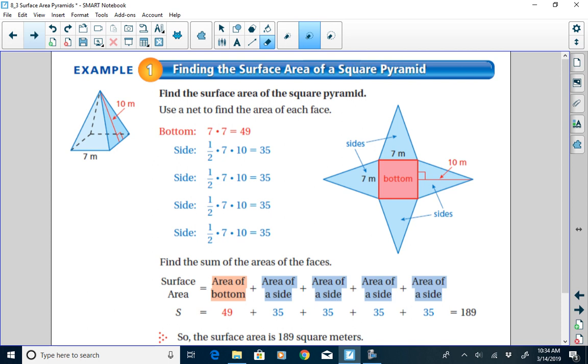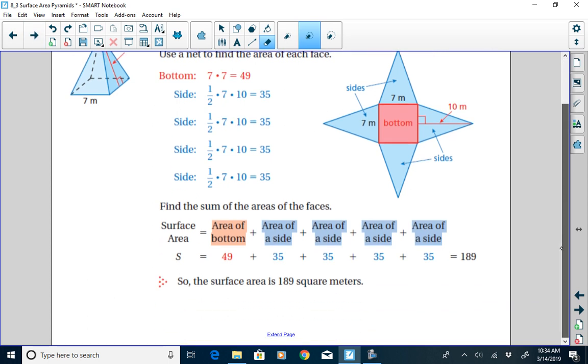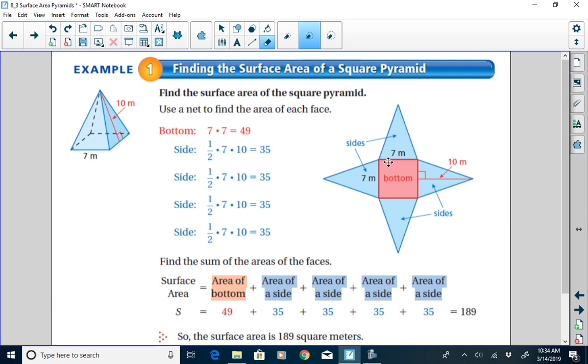Here's an example of how we would find the surface area of a square pyramid. First, we find the area of the square base. The area of the square base would be the bottom, and that's 7 times 7, and that gives us 49. Then we have four sides. Notice that all four sides are the same. So we need the base of the triangle because the side is a triangle, and we need the height of the triangle. The base is going to be 7 because it's a square. These are all 7s. So the base is 7 and the height is 10. So we need 1/2 of 7 times 10. And that's what we see here, 1/2 of 7 times 10 to find the area of one side.